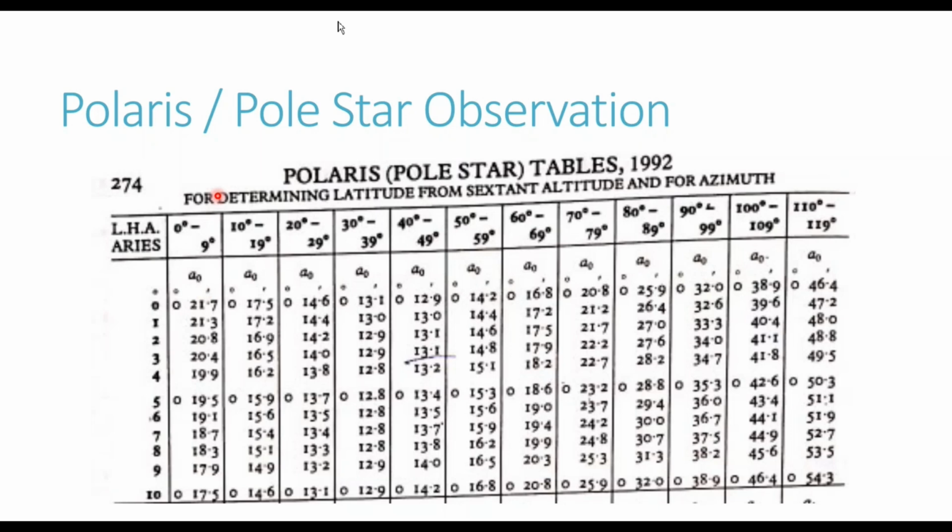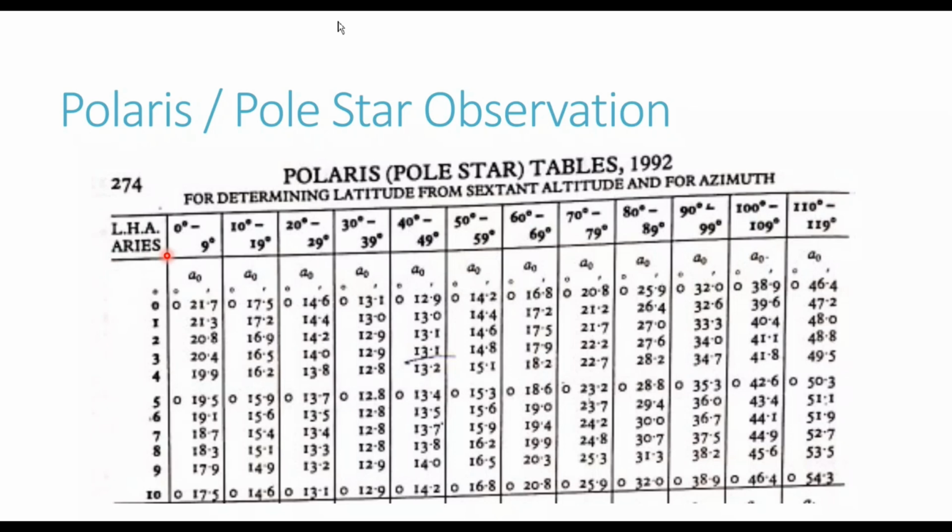Now you see the top part of the table. The table is on page 274 of the selected pages of the 92 almanac. And this table is divided into four different parts. Right now on the screen, you see the topmost part, the first part of the table. It is mentioned there that the table is used for determining the latitude from the altitude of Polaris and also the azimuth of Polaris. To enter into this table, we have to enter with the value of LHA Aries.